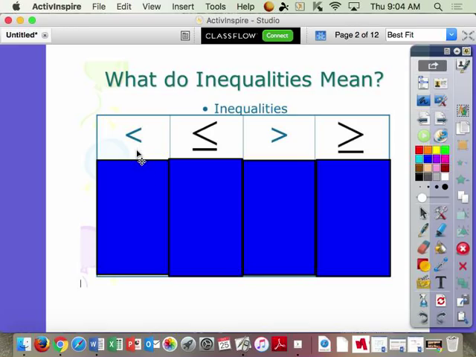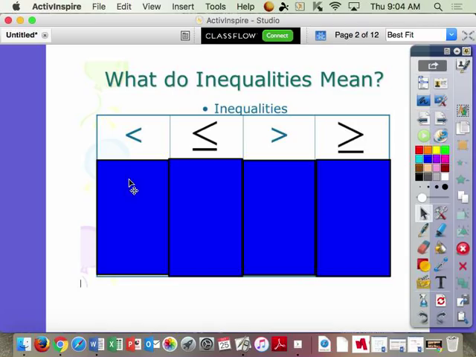So on your other sheet, it should say this sign, this sign, this sign, and this sign. So I want you to take a minute, write down what each of those mean. If you don't get all the ones that I get, that's perfectly fine.